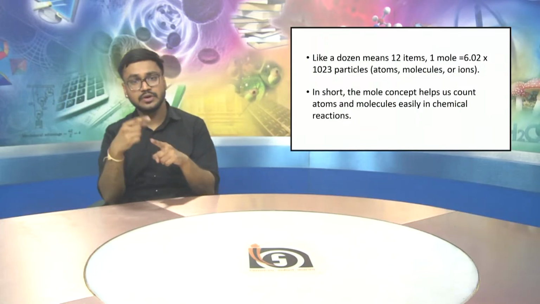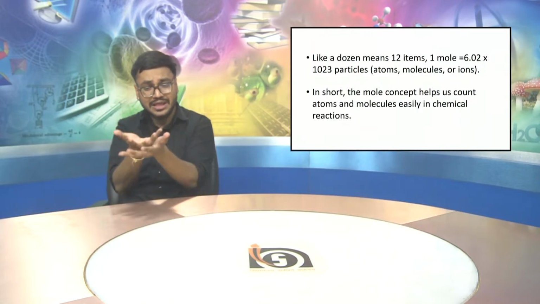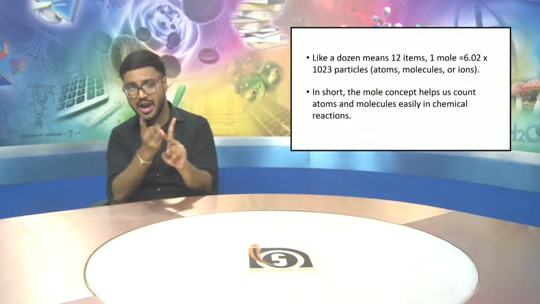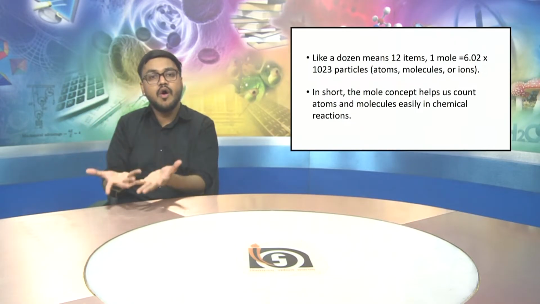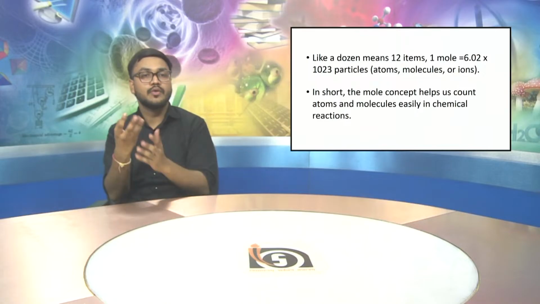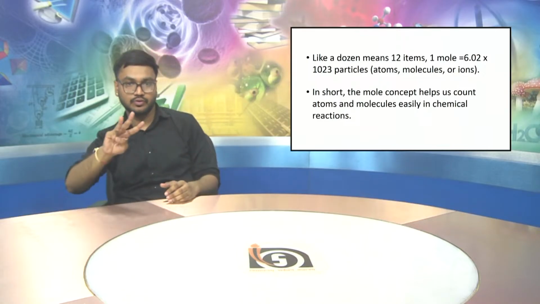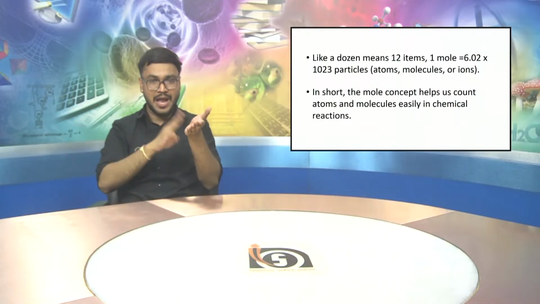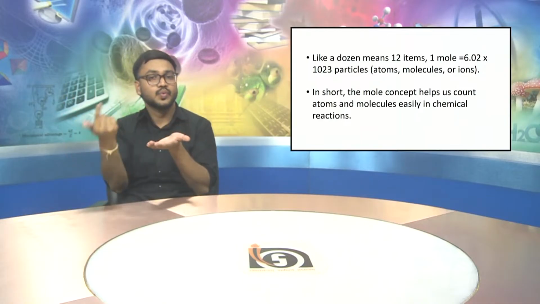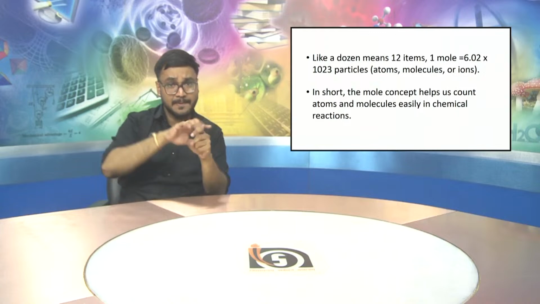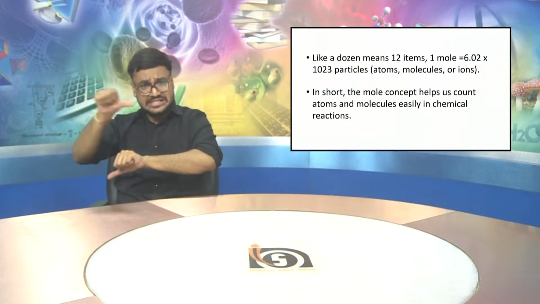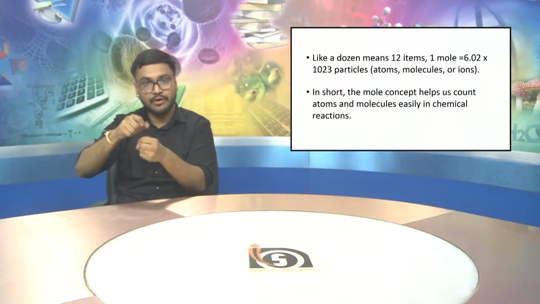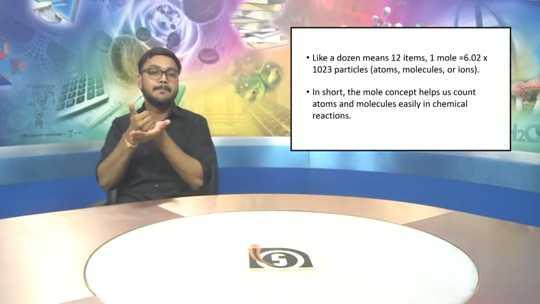Like in general, a dozen means 12 items, same as 1 mole equals 6.02 × 10²³ particles of atoms, molecules or ions. In short, we can say the mole concept helps us count atoms and molecules easily in chemical reactions.